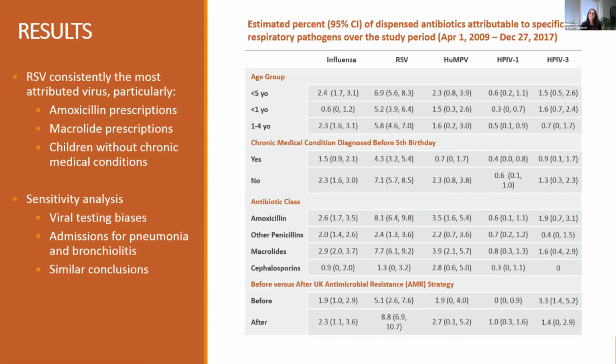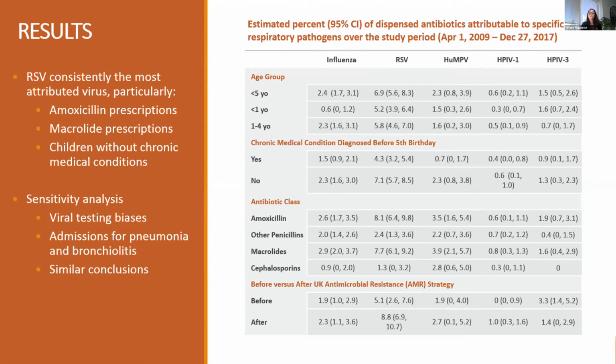Now, no matter which way we looked at this, RSV was consistently the most attributed virus for the dispensing of antibiotics in children, but particularly for 2 antibiotic classes. So this included amoxicillins and macrolide prescriptions, and for children without chronic medical conditions. So these are really actionable targets for antimicrobial resistance strategies.